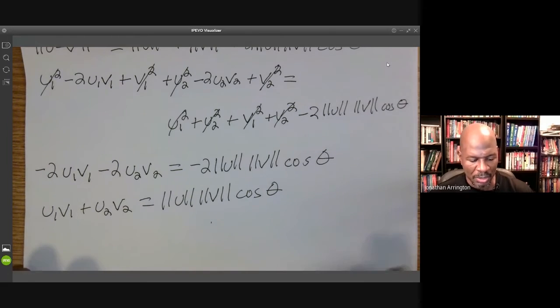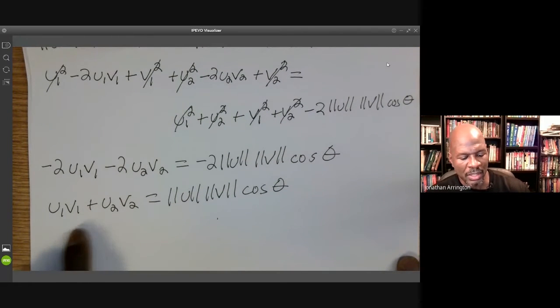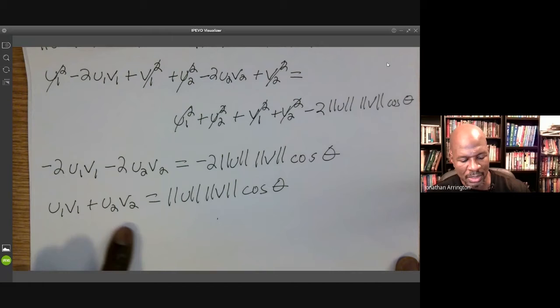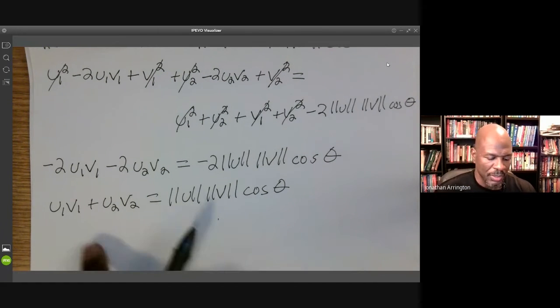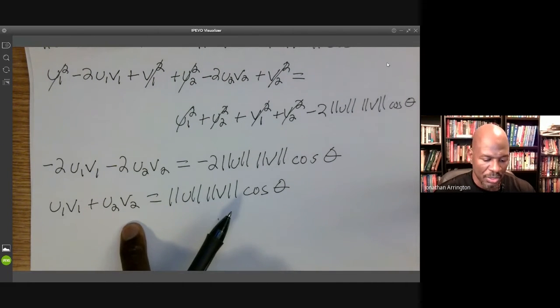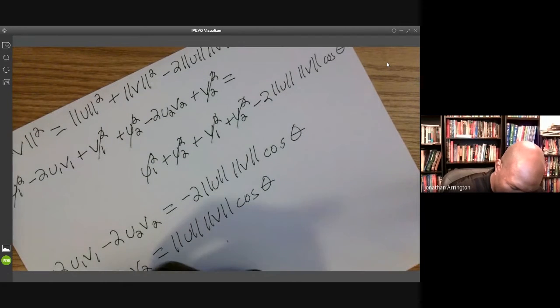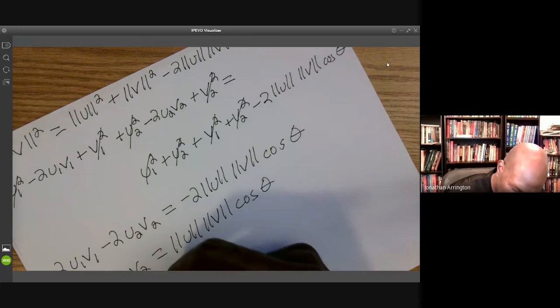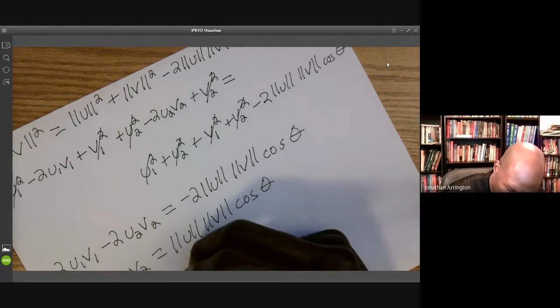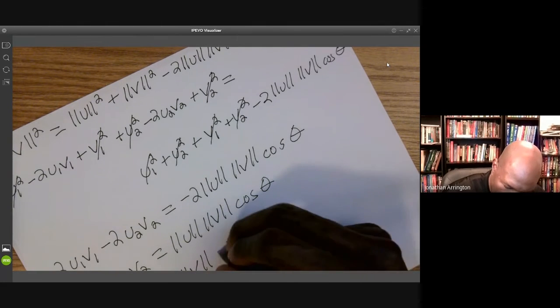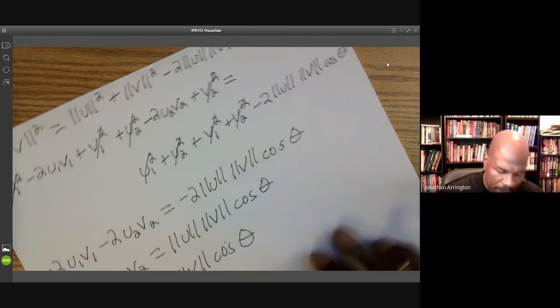All right, so let's continue the process. If you look over here in the definitions we gave, one was u dot v. And if you look at this, this is actually u dot v. So I'm going to write this as u dot v here. So this is u dot v, and that's going to equal norm u, norm v, cosine theta.